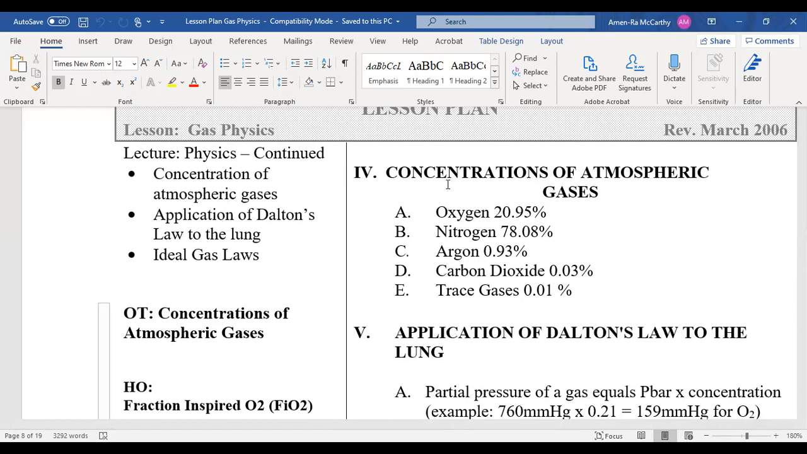Oxygen is really 20.95, but we go with 21. Nitrogen is 78%. Carbon dioxide is 0.03%. I was right on that. And then argon is 0.93%. And then trace gases, I call that the poops of the world, the farts, because that's methane. Methane is what you poop out. Those are just small, 0.1, that's how small it is. That's trace gases.